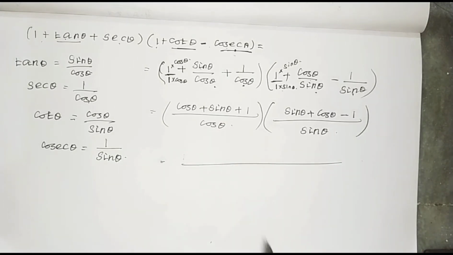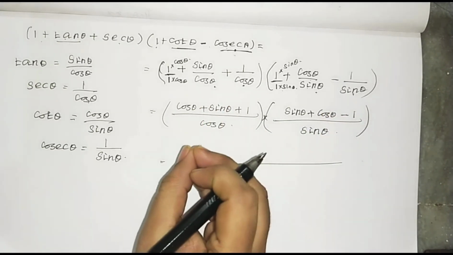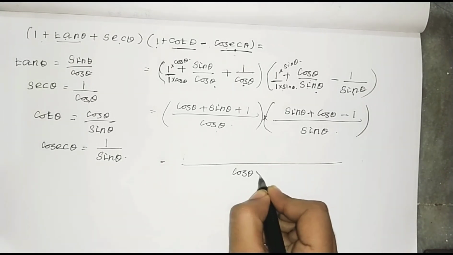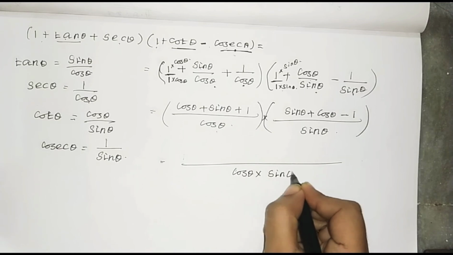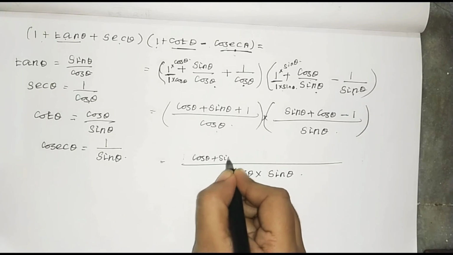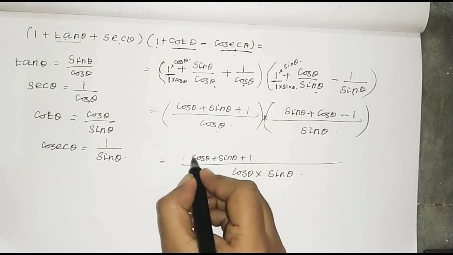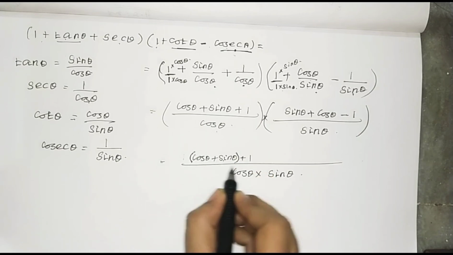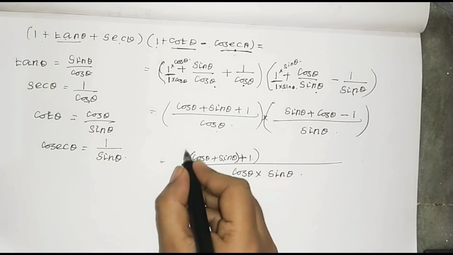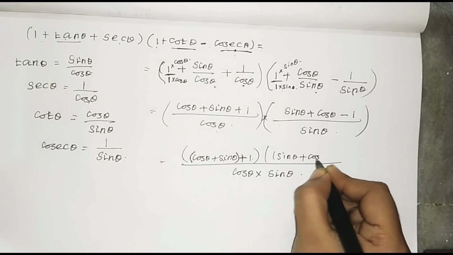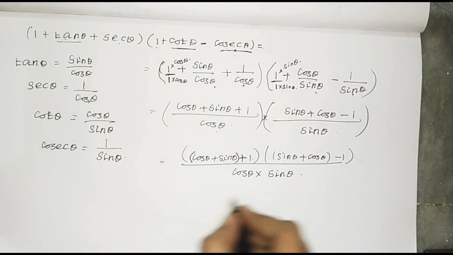So listen carefully. Here two brackets are between multiplication only, so both the numerators we can combine, and both the denominators we can combine. The denominator is cos theta into sin theta. Here the numerator: cos theta plus sin theta, I will put the bracket, plus 1. Outside also you can put the bracket. Another bracket also: sin theta plus cos theta, put the bracket, then minus 1.